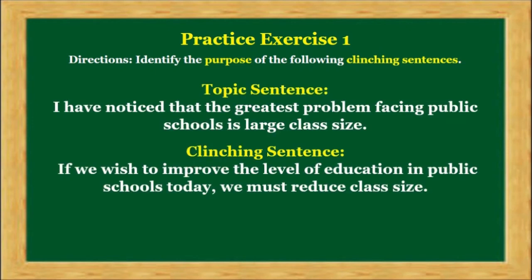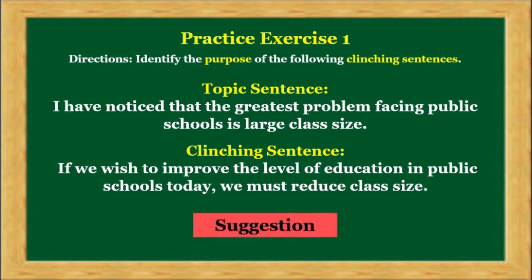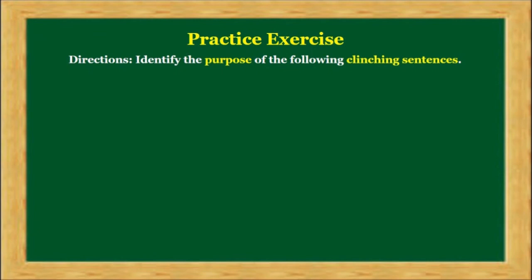The topic sentence is, I have noticed that the greatest problem facing public schools is large class size. The clinching sentence is, if we wish to improve the level of education in public schools today, we must reduce class size. What does the clinching sentence do? Correct. To offer a suggestion. Here's the last one.